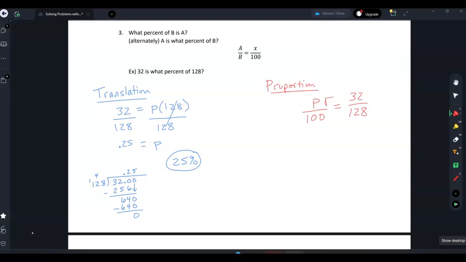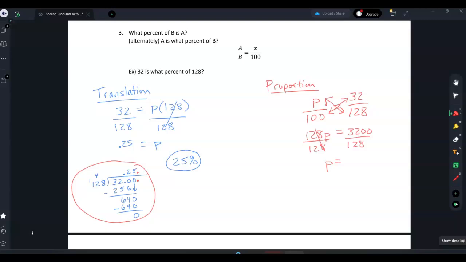So then cross multiply. 128p equals 3,200. And then I'm going to divide both sides by 128 in order to get p by itself. So 3,200 divided by 128, you can go up to the side and do that. If you look at what we did already though, we basically did that. It's just if you did 3,200 divided by 128, the decimal point would have been here instead of where it was. So that means it's already a percent, right?